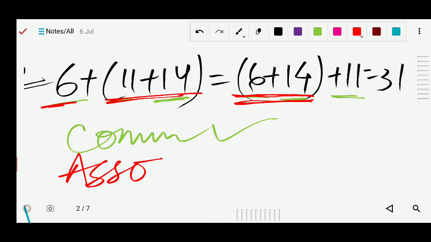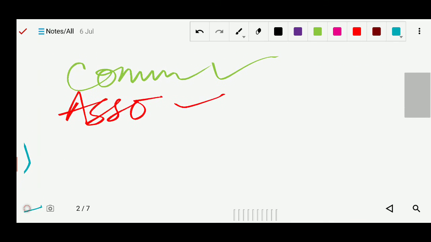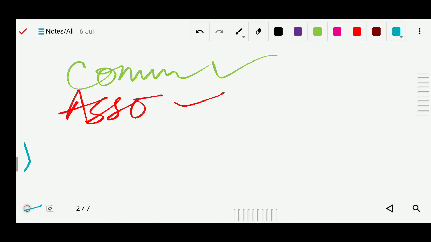Okay, next, the first property I forgot to say: closure property. Closure property means what? We add whole numbers and the answer we get is a whole number. See, all the numbers are whole numbers and the answer is again a whole number. So it means that property, closure property, is also available here.